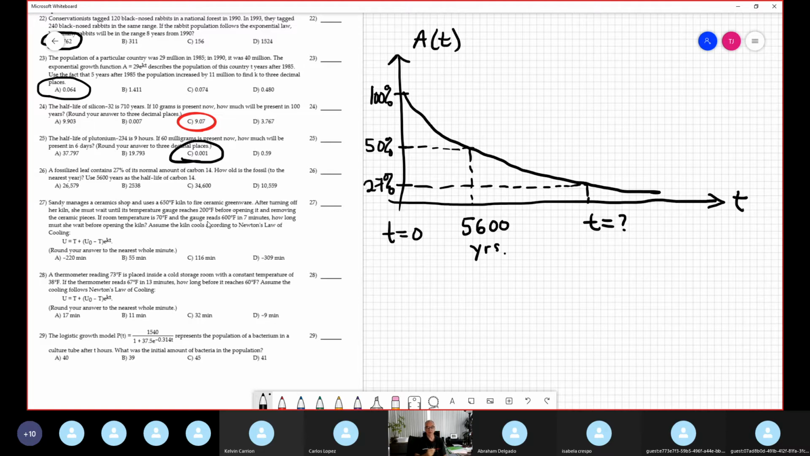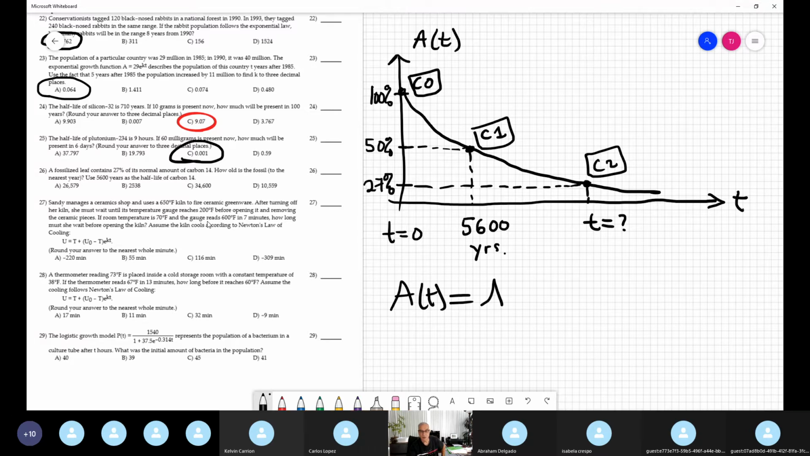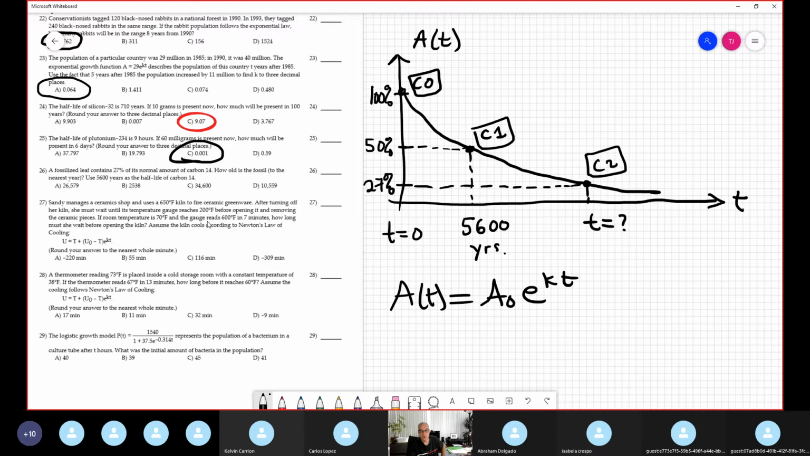Clear the idea? Entonces we have condition 0, condition 1, and condition 2. Wow. Condition 2. All we have is the amount of substance at any time equal to A null e to the k. Esa es fórmula. Using condition 0, I know that A null is 100.